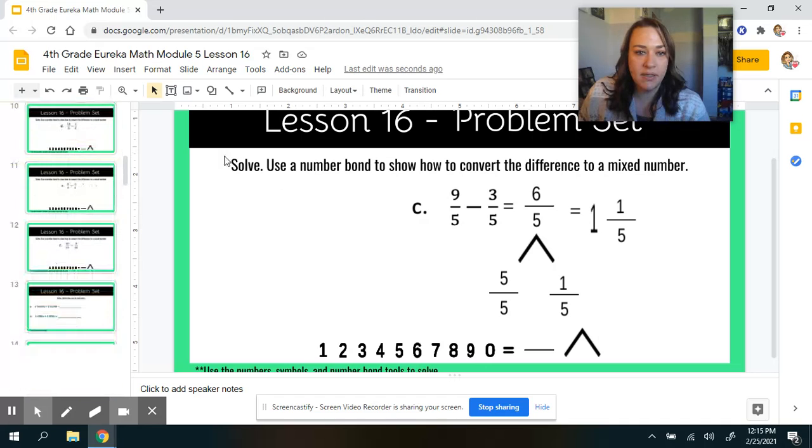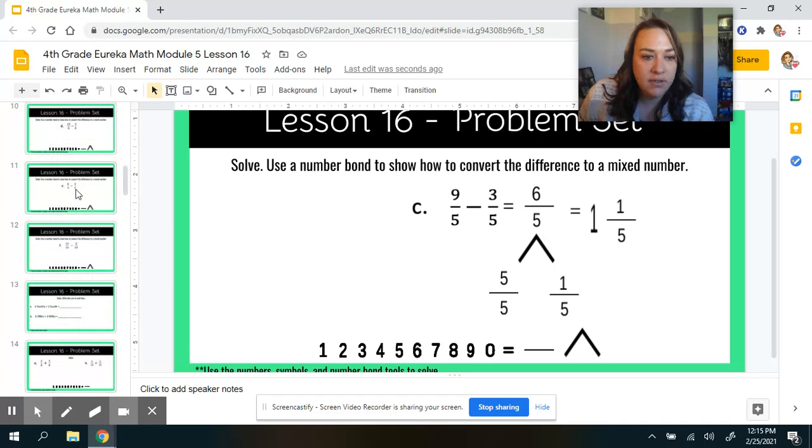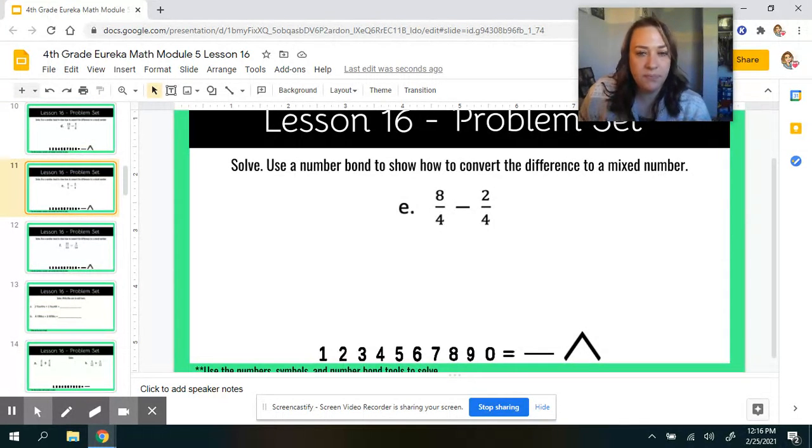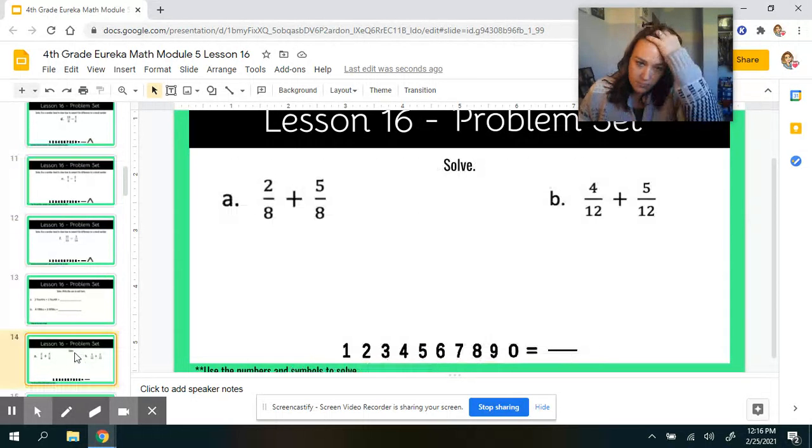All right, let's see if they get into addition. There we go. All right, so let's do some addition problems together.